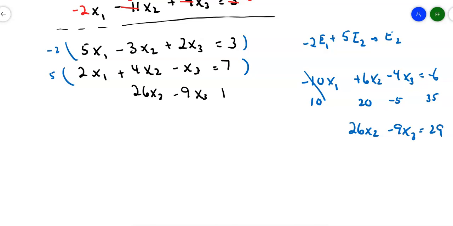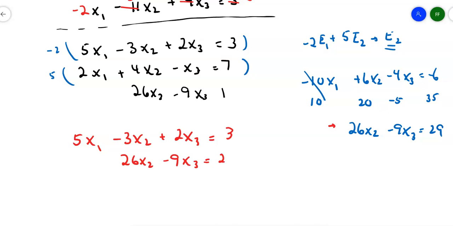All right, we said this was going where? This was going in equation 2. So try to keep straight what's changing and what's not. Equation 1 is not changing. I got a 5x sub 1 minus 3x sub 2 plus 2x sub 3 is equal to 3. Here's what's going in for equation 2. 26x sub 2 minus 9x sub 3 is equal to 29. And we already have a 26x sub 2 minus 9x sub 3 is equal to 1.